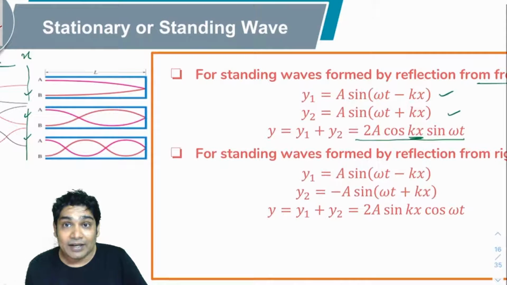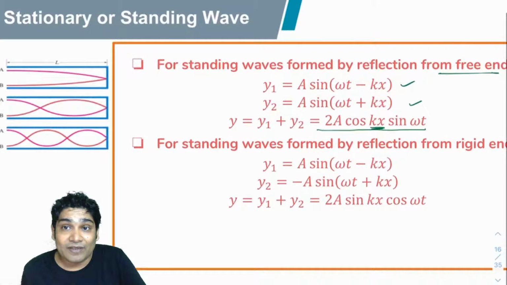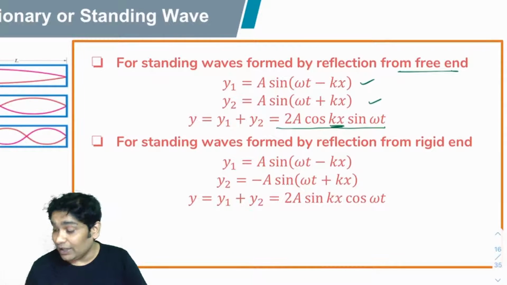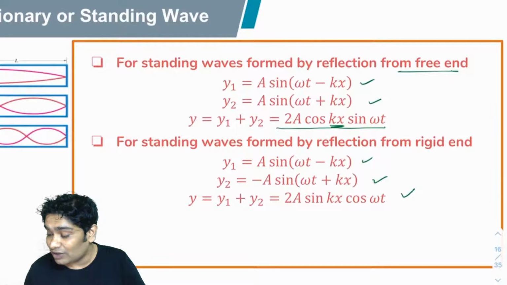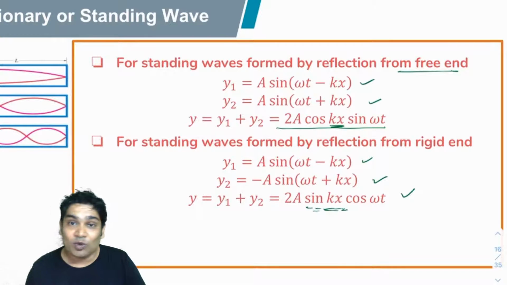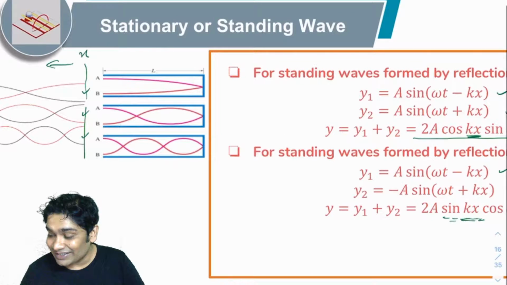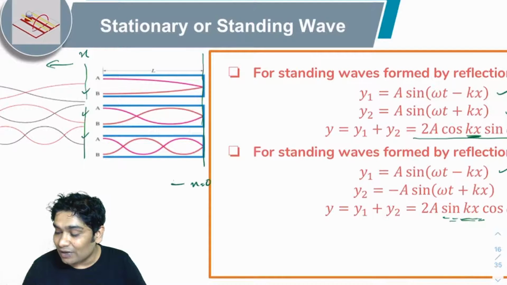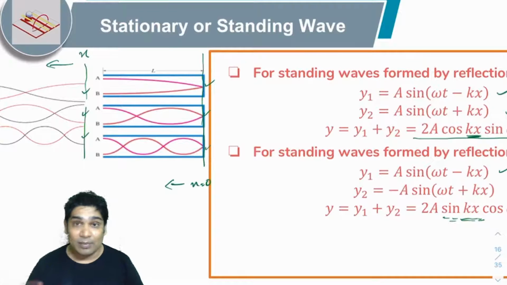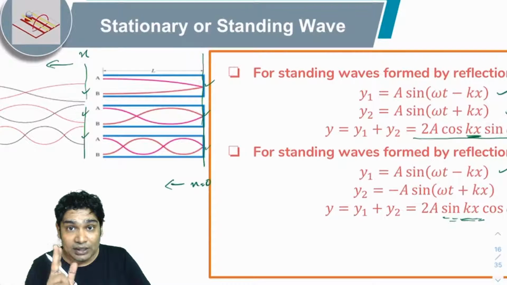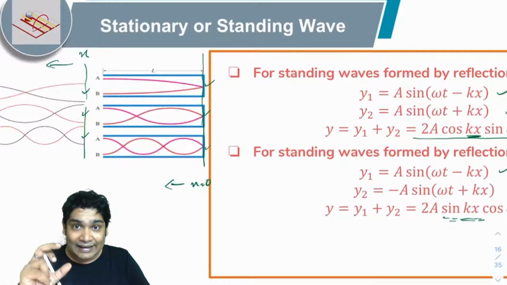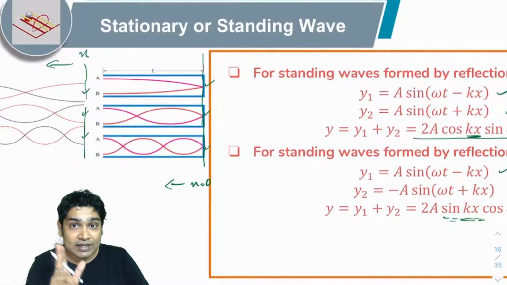Similarly, if your standing wave was formed by reflection from a rigid boundary, then the incident wave would be like this, the reflected wave would be like this, and the resultant wave would have this equation, which would tell me that x equals 0 would have a node. If you put this as x equals 0 and your x-axis going like this, then every point on x equals 0 has a node. So remember that. If the reflection is from the free end, then at the end there is an antinode. If the reflection is from a rigid end, then at the end there is a node.